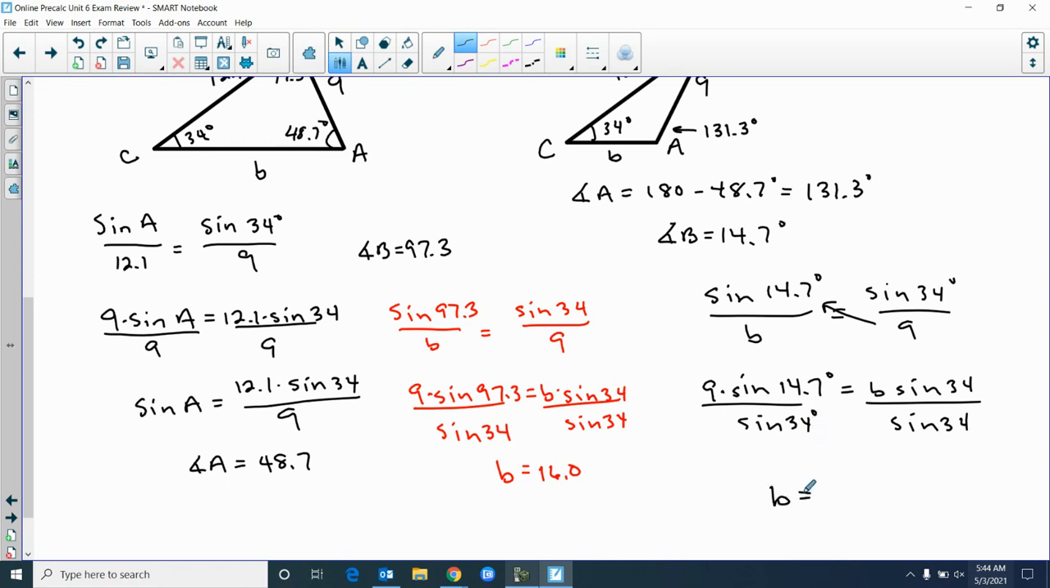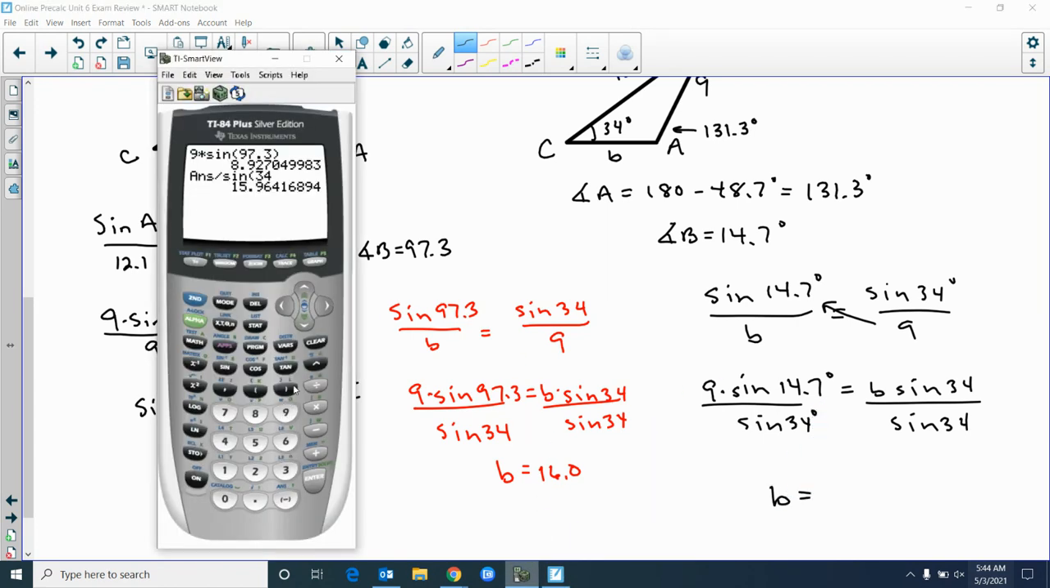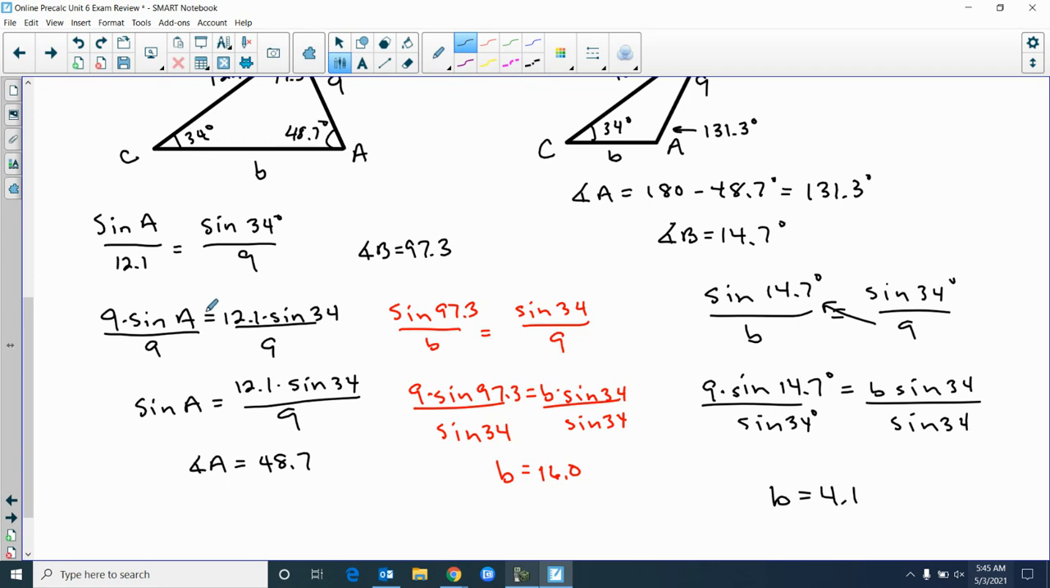And so b will equal, let's see here, 9 times sine of 14.7. Take that answer, divided by sine of 34. 4.1 when I round that.